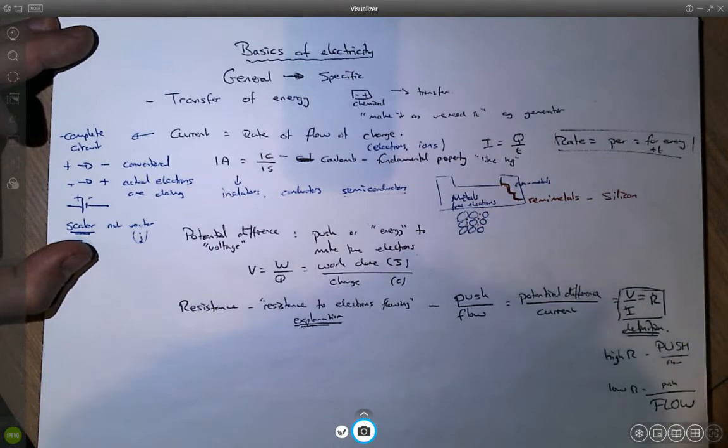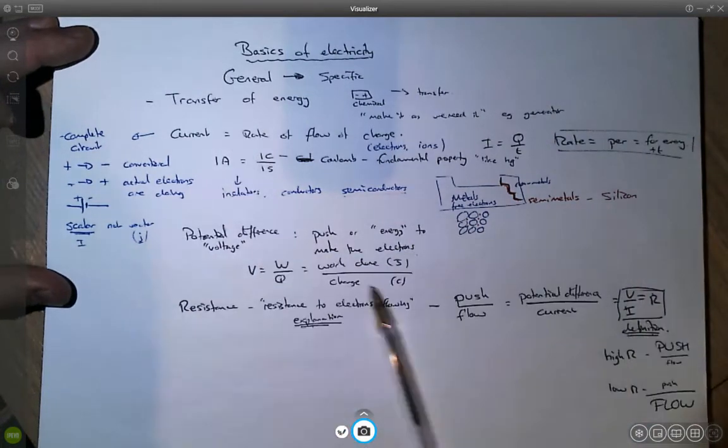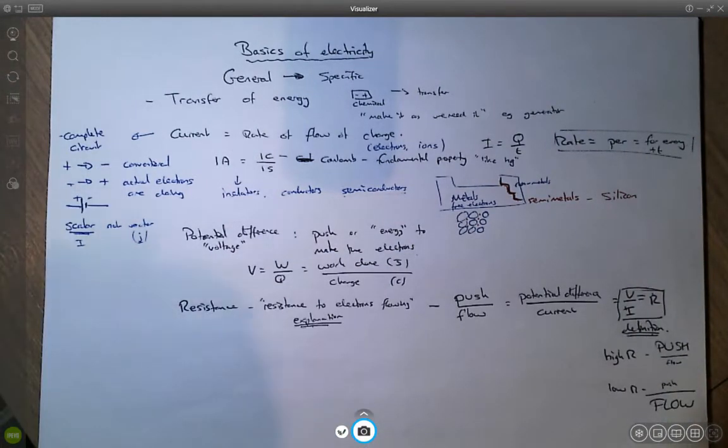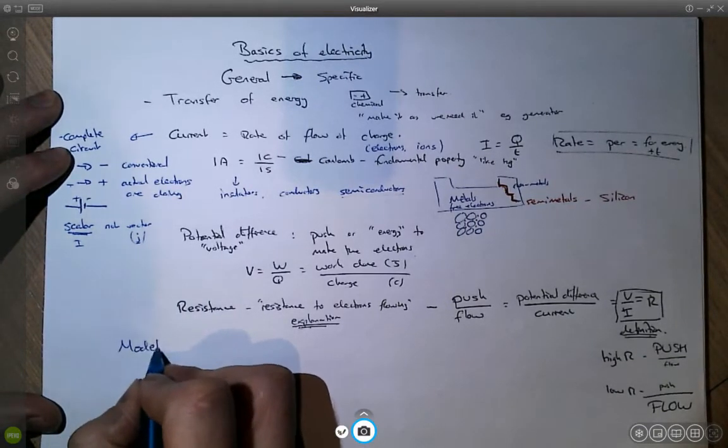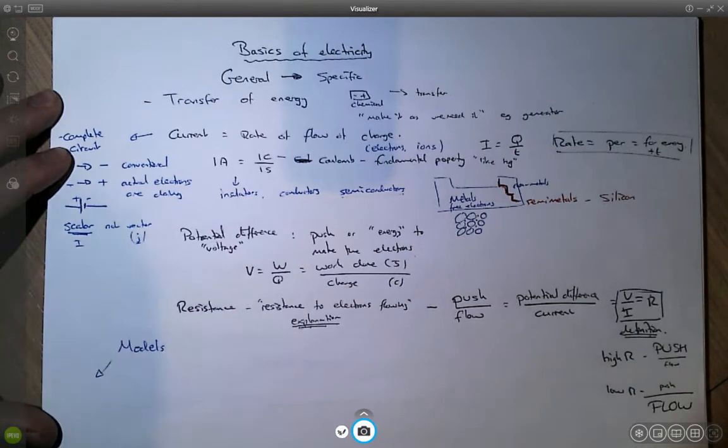So this is all very well and good. These are formal definitions, but how do we get students to really embed this and really understand it and visualize it? Of course, we're going to use some models. Now, broadly speaking, there's three types of models for electricity.